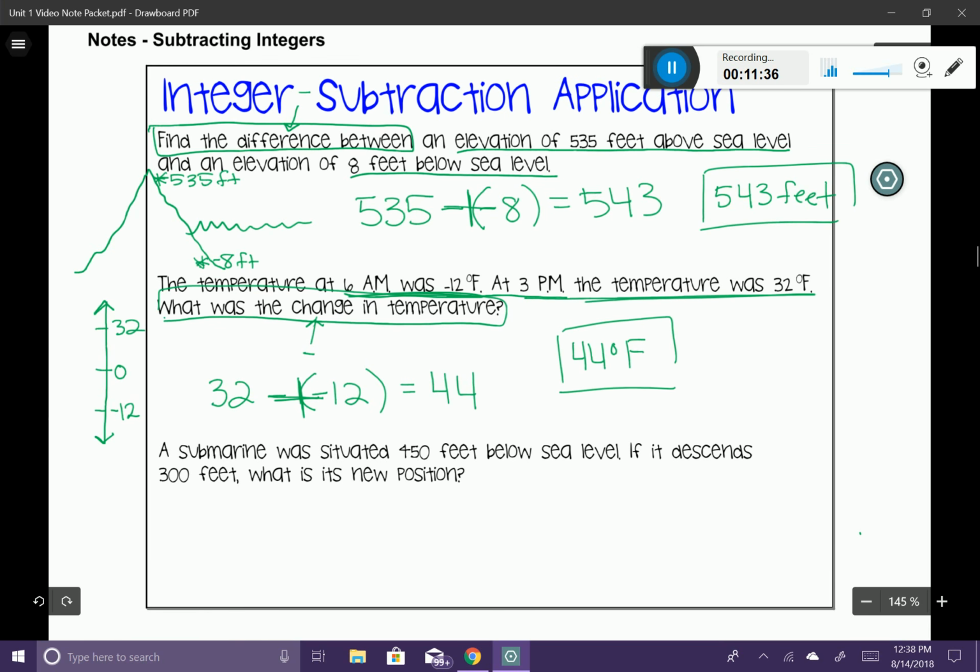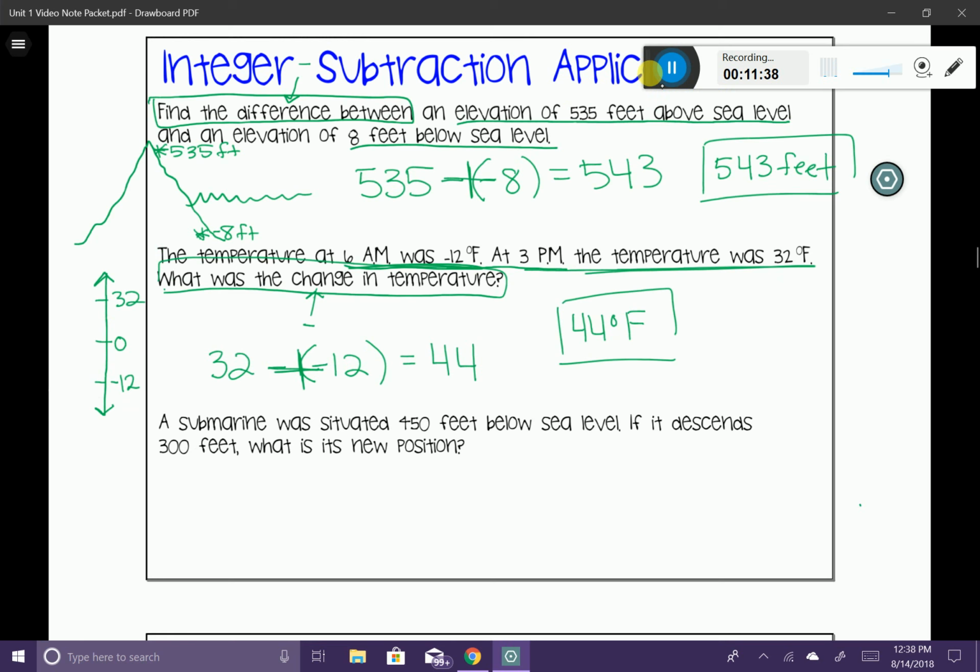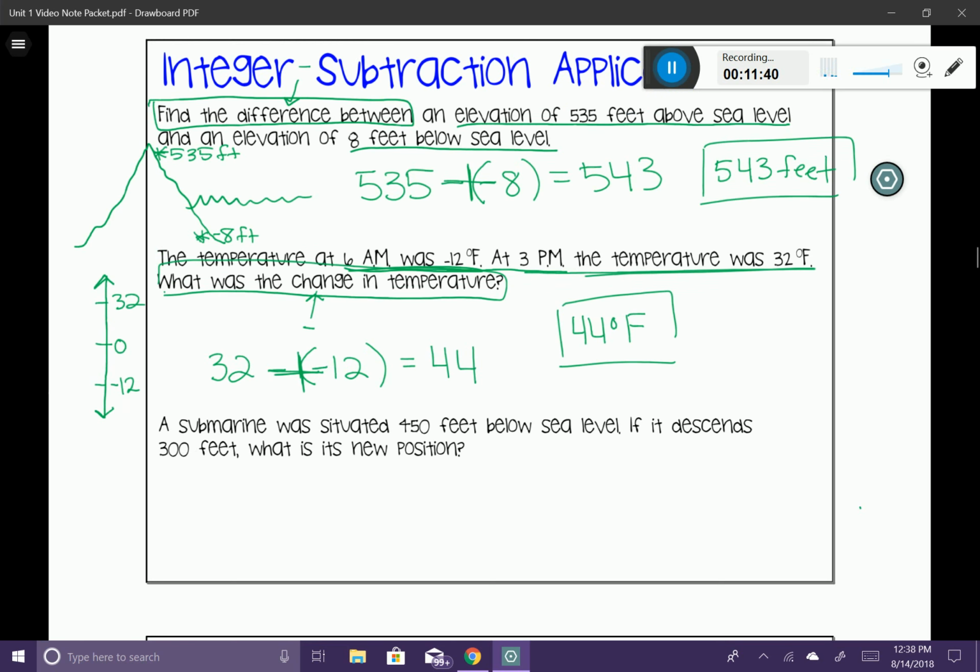Alrighty, a submarine was situated 450 feet below sea level. If it descends 300 feet, what's the new position? So I have to draw my sea level. Here's my sea level. And I have a submarine. Here's my best submarine. Sorry about that. This is situated 450 feet below sea level. You can see that I indicated below by my negative symbol.